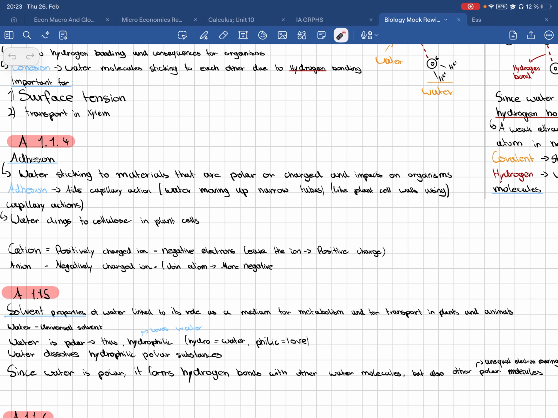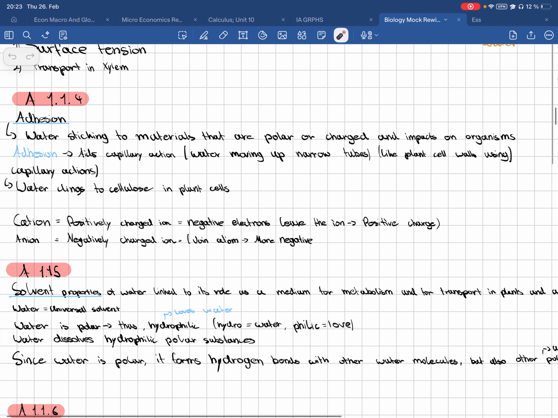Adhesion aids in capillary action, which is water moving up narrow tubes. You will learn this later along in bio. Like plant cell walls using capillary action, and water clings to cellulose in plant cells. This you will learn later again. Just know for now that adhesion is water sticking to materials that are polar or charged that are not water.